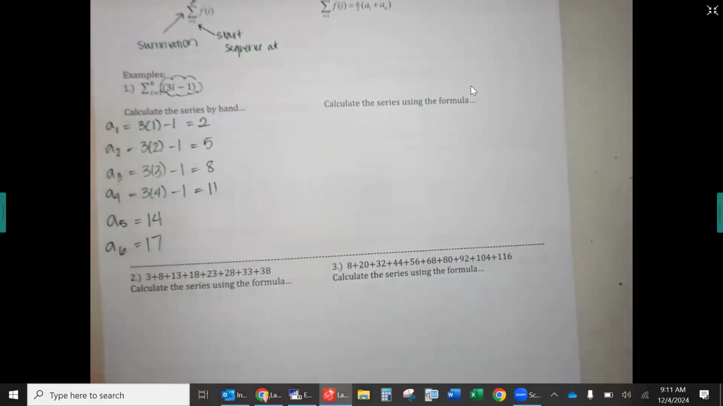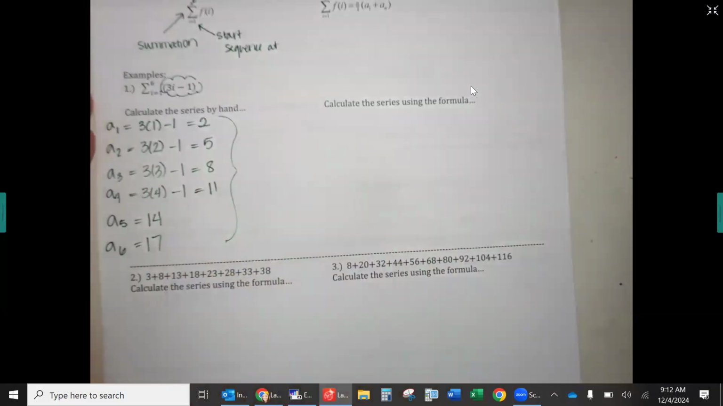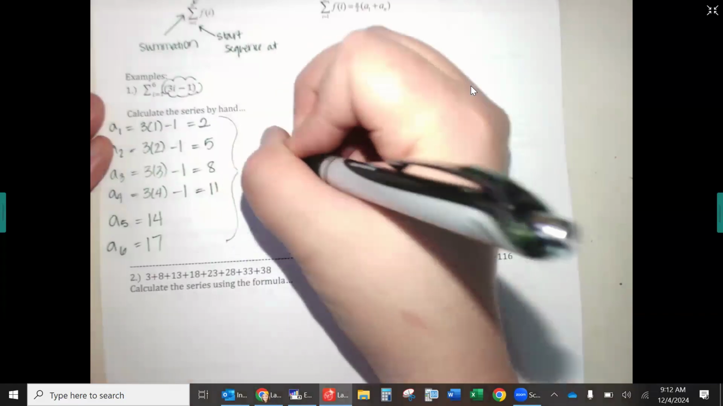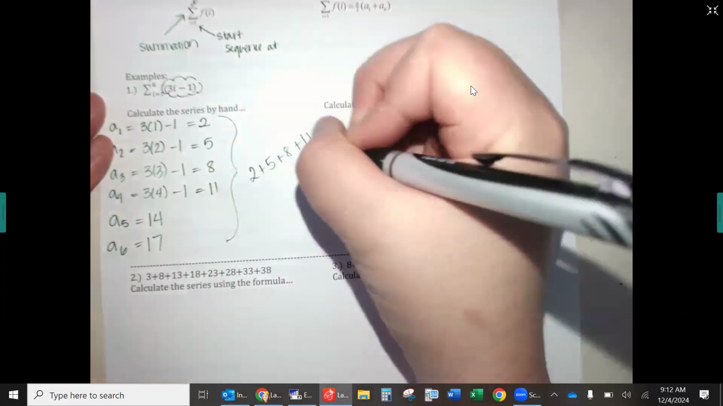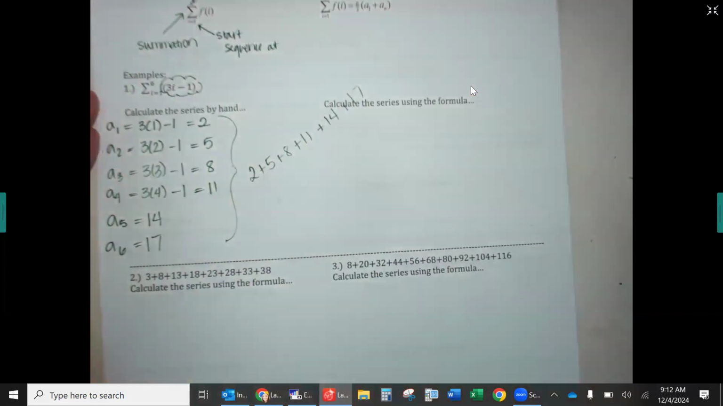Then remember, the big E symbol means summation. So you're going to take those numbers and add them up. In your calculator, add up 2 plus 5 plus 8 plus 11 plus 14 plus 17. Just take those 6 numbers that you got in your sequence, and if you add them up, that's what a series is.